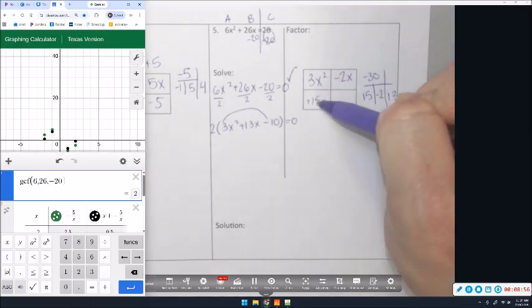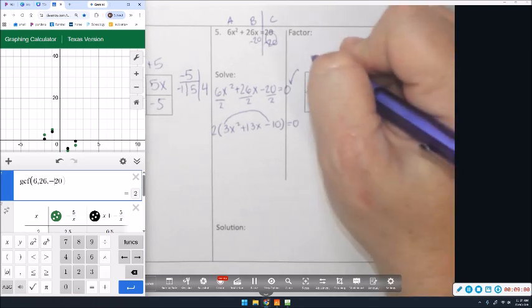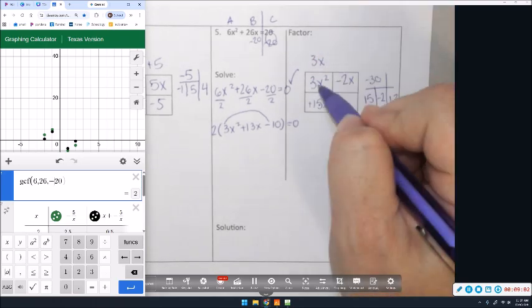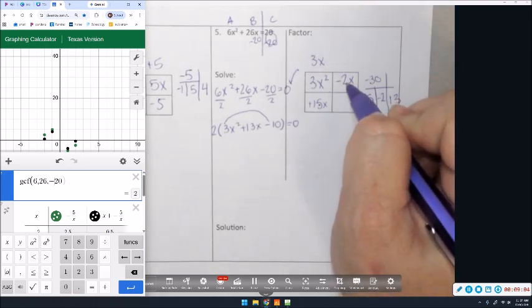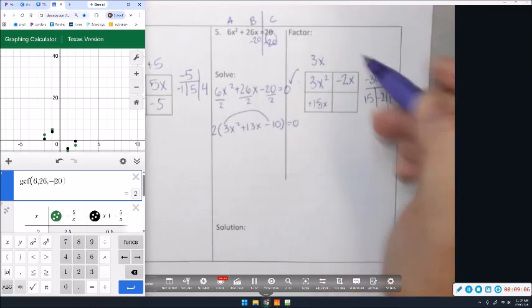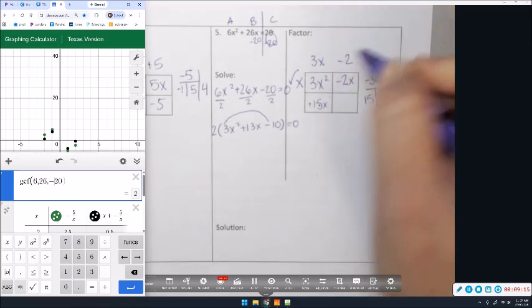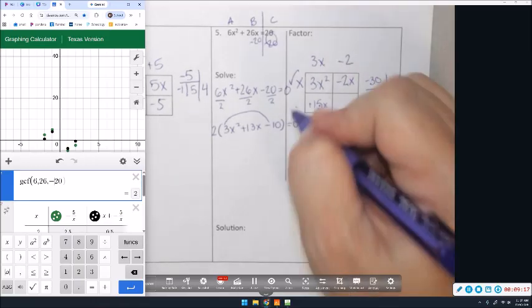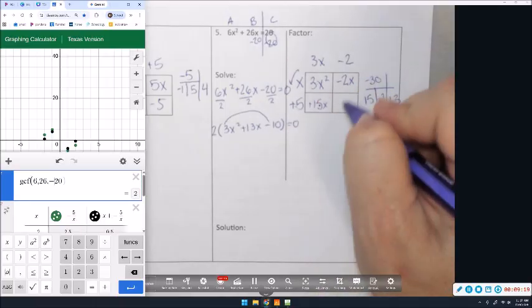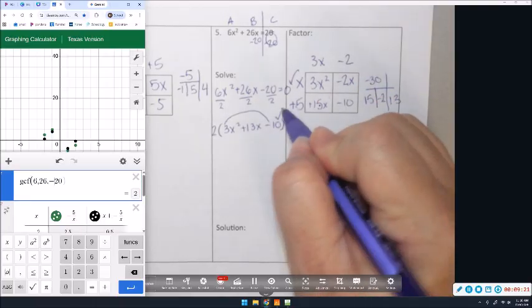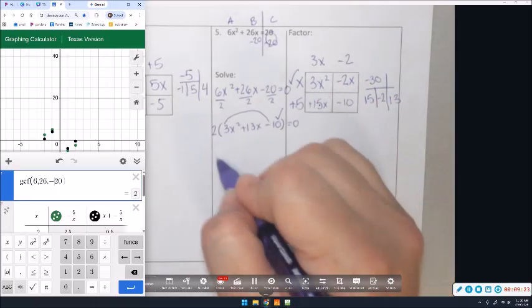Well, does 3 go into 15? 5 times, right? 5, 10, 15. So this is going to be 3x. Does 3 go into 2? No. And 3x times what is 3x squared is just x. Or 1x. You could put a 1 there. So x times what is negative 2x? And 3x times what is 15x? 5 times negative 2 is negative 10. Is that what we wanted? Yes.